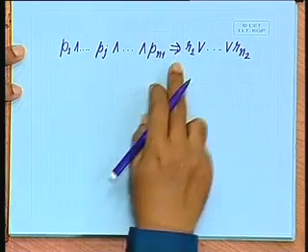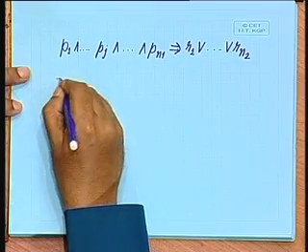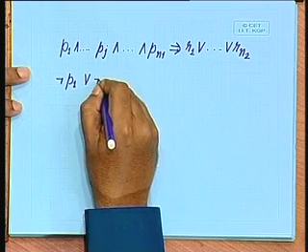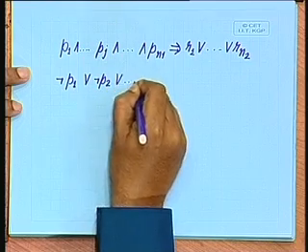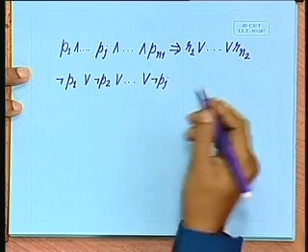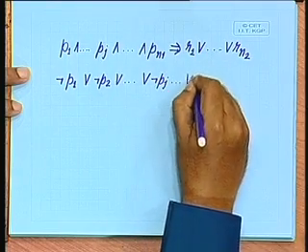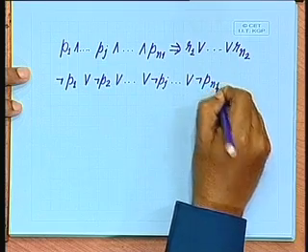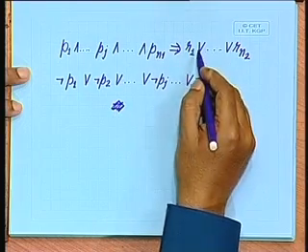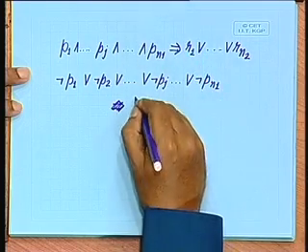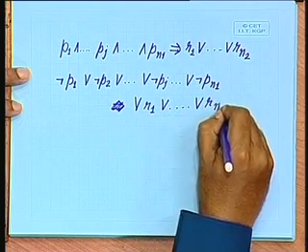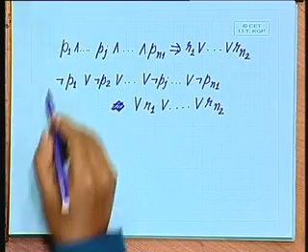So, we can remove the implication and write this as not of P1 or not of P2 or not of Pj, right, or not of Pn1. Sorry, we have eliminated the implication. So, not of this thing or R1 or R of N2, right. This is the first one.